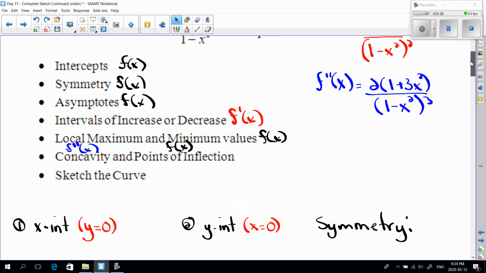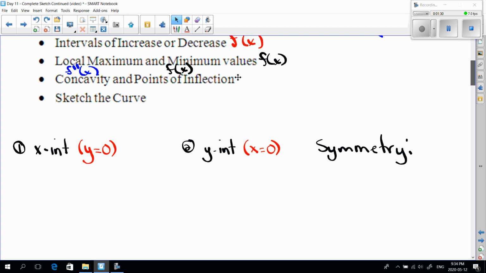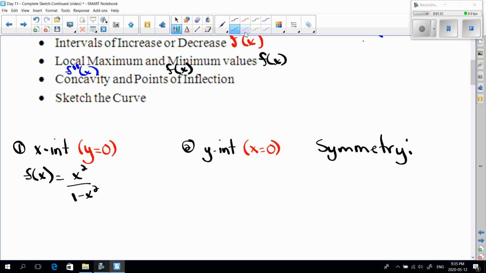So for starters, I want to find the intercepts. So to find the x-intercepts, I'm going to take the original function, so f of x equals x squared over 1 minus x squared. And what I'm going to do is I'm going to replace the f of x with a 0. So I've got 0 equals x squared divided by 1 minus x squared.